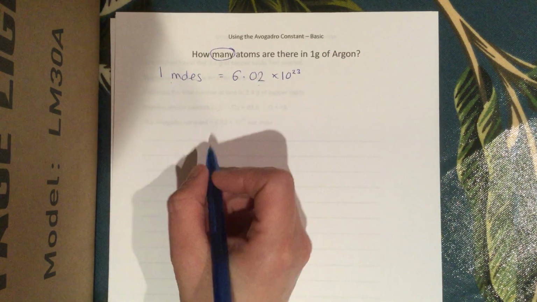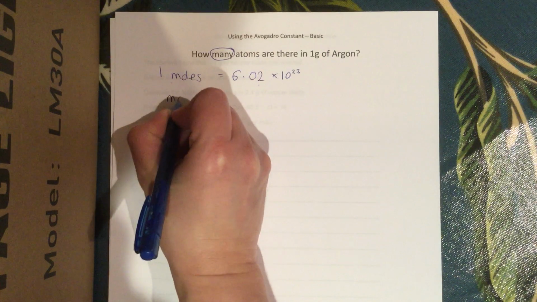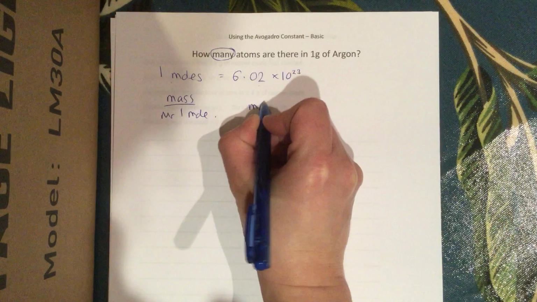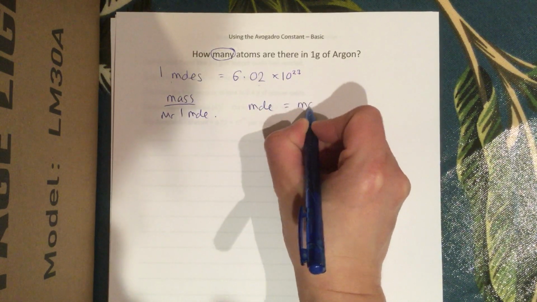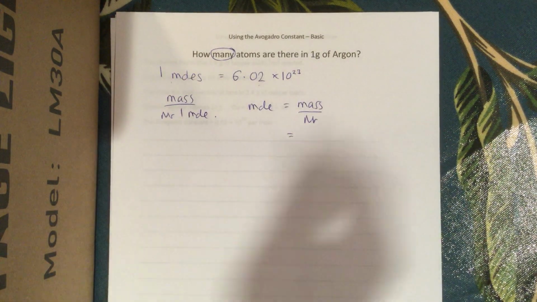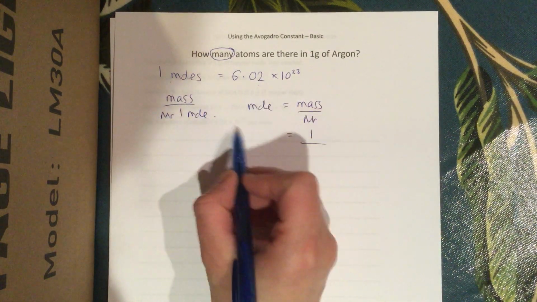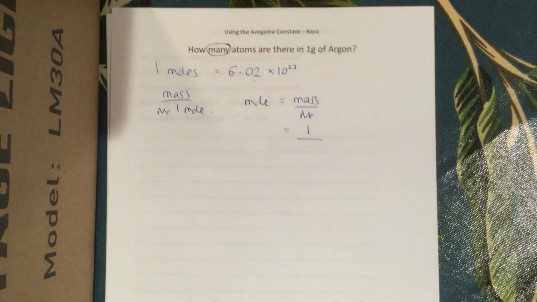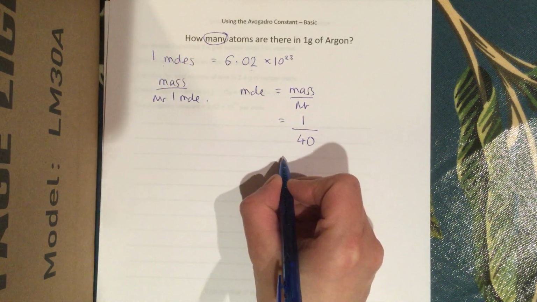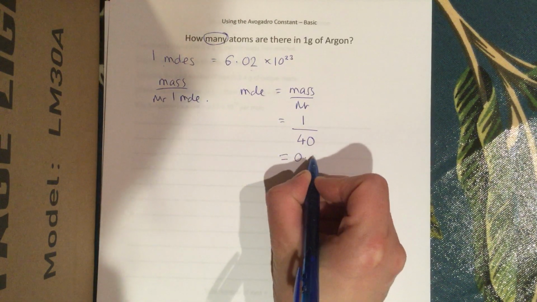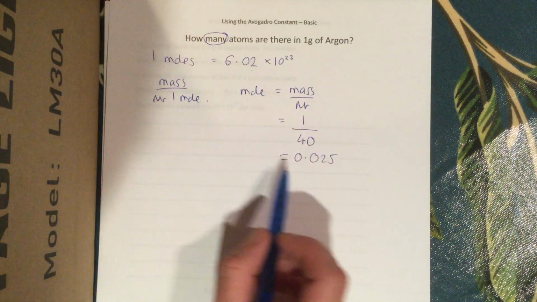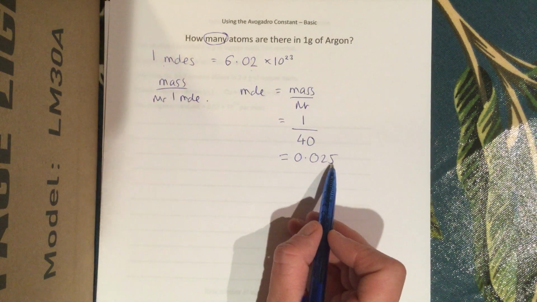I'm going to use this idea of moles, and I know the relationship: moles is equal to mass divided by Mr. They've told me I've only got 1 gram. The Mr, if I look it up, well, it's the Ar in this case, the atomic mass. If I look that up in the periodic table, it's 40. So I need to do 1 divided by 40, which gives me 0.025. So I know that if I've got 1 gram, I've got 0.025 moles.